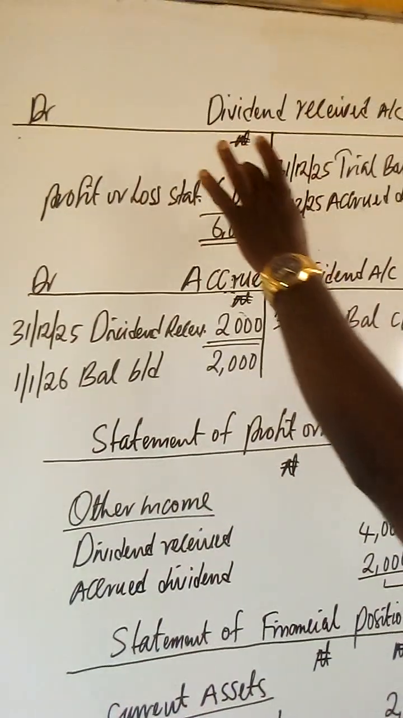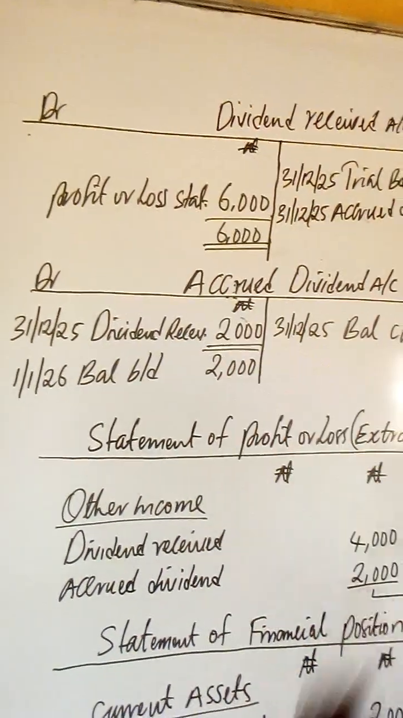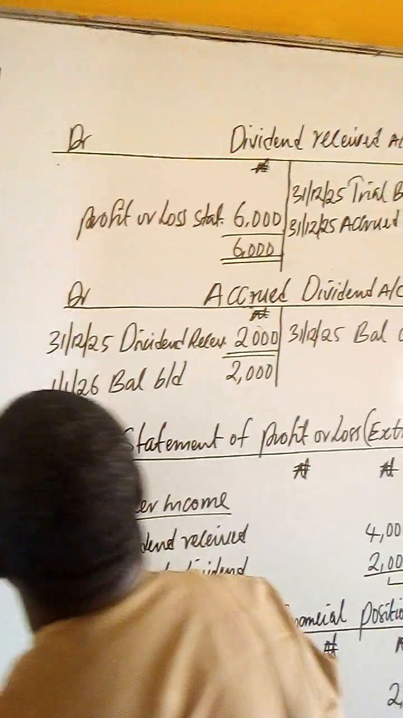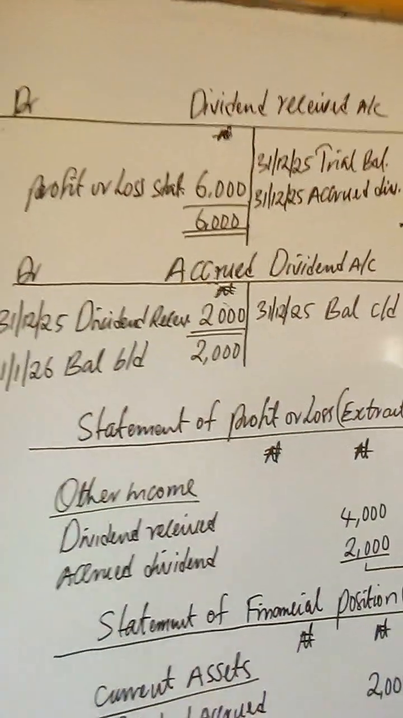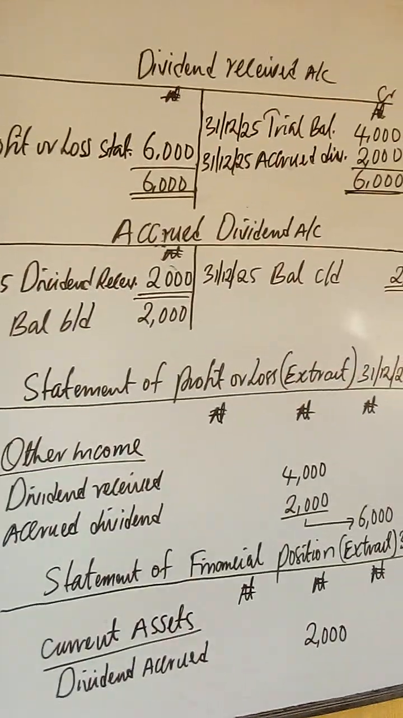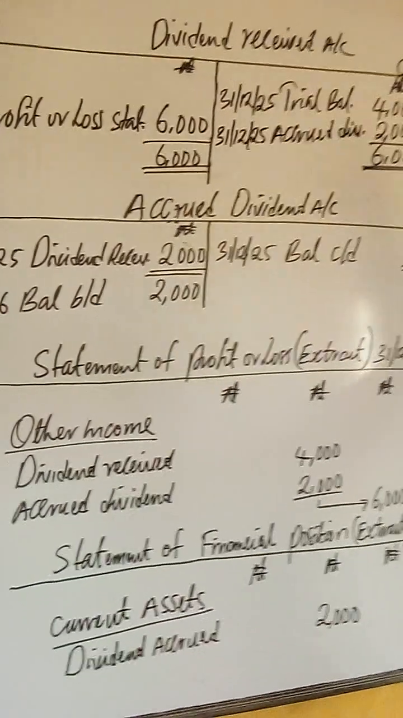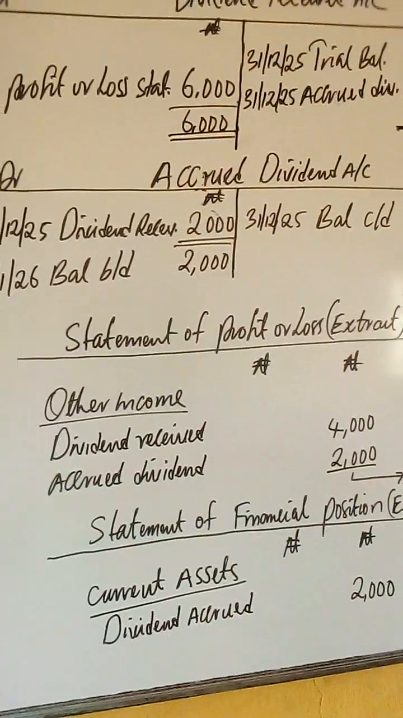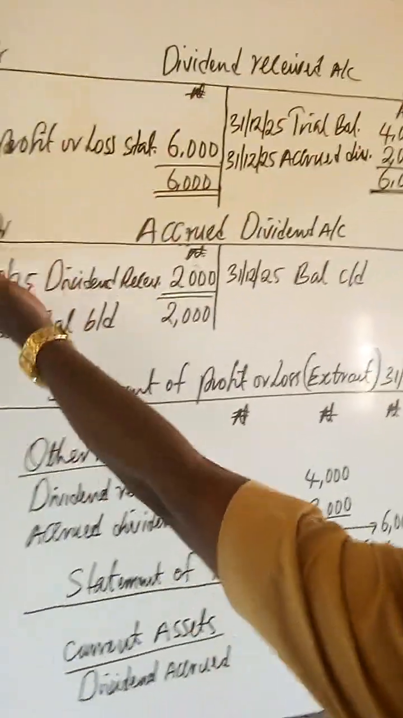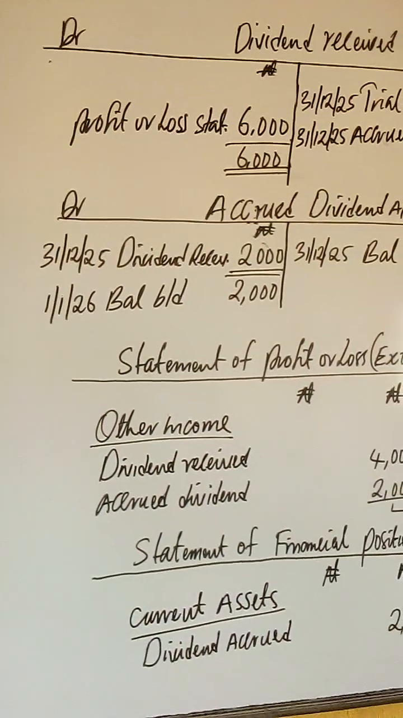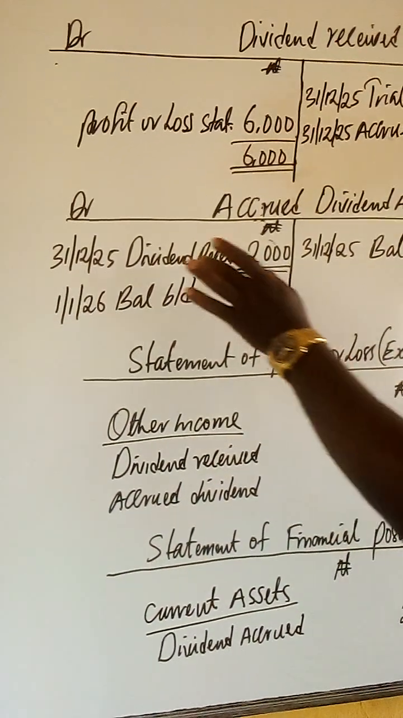So this is the amount that the business was supposed to receive in the current year, while they received only 4,000 naira. Then you come and open the corresponding account, because we have accrued dividend of 2,000. Then you open the accrued dividend account, which will appear on the opposite side, the debit side. So open accrued dividend on the debit side, then you put it here.